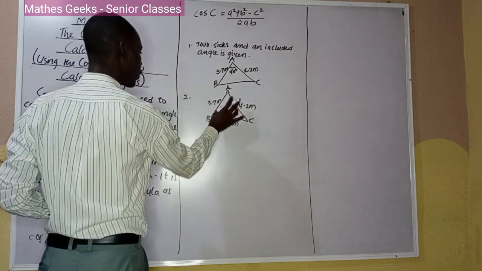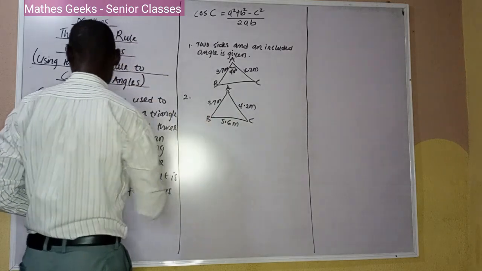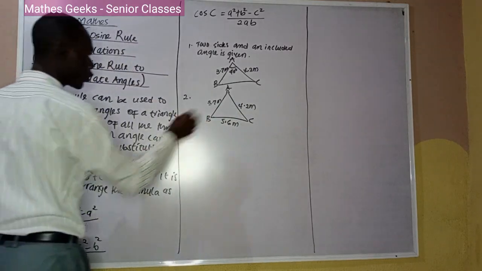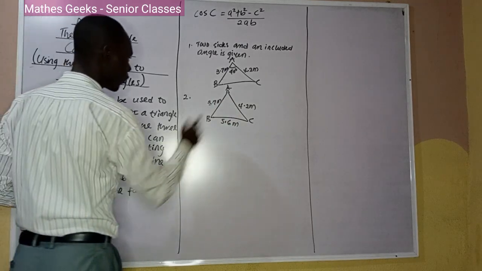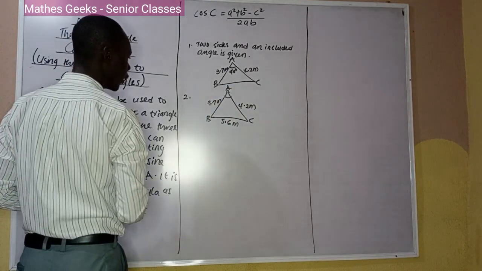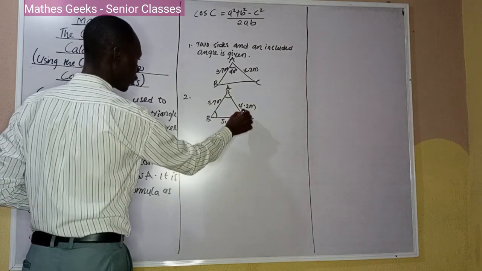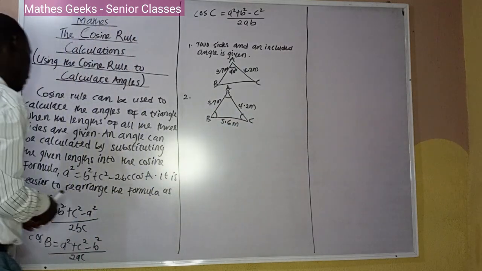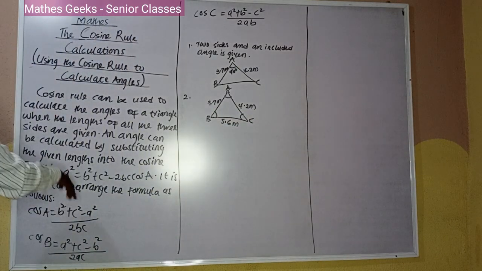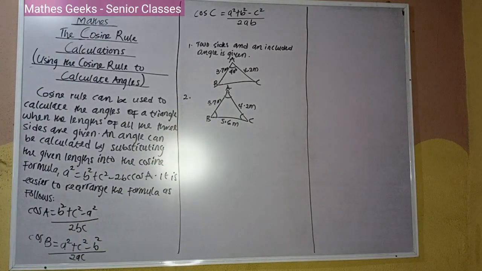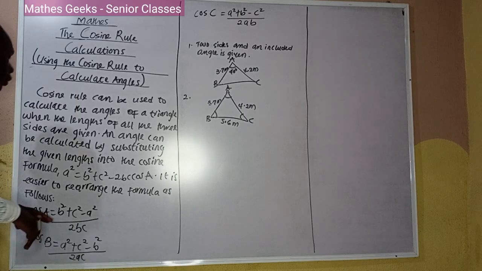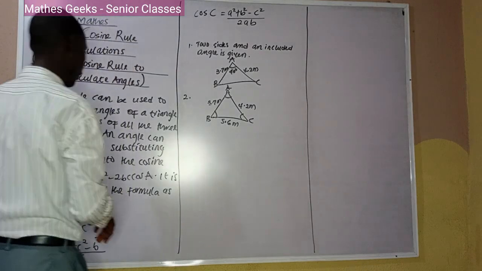For us to solve this triangle, this is one of the conditions that must be met for us to use the cosine rule. So in this case, the cosine rule is applicable in the sense that we can calculate angle A, angle B, and angle C using the cosine rule. This lesson is about this type of triangle where the three sides are given, and we are going to calculate each of the angles.